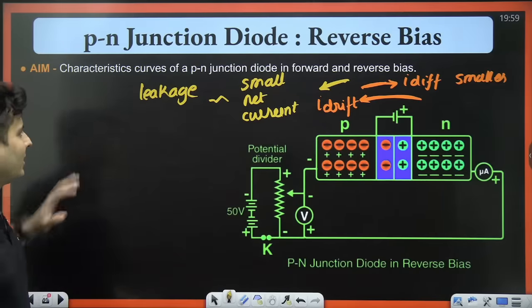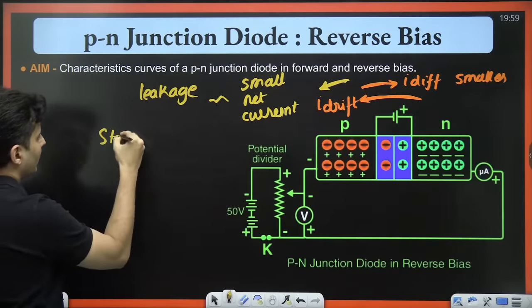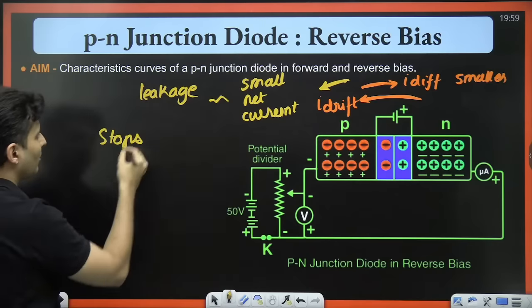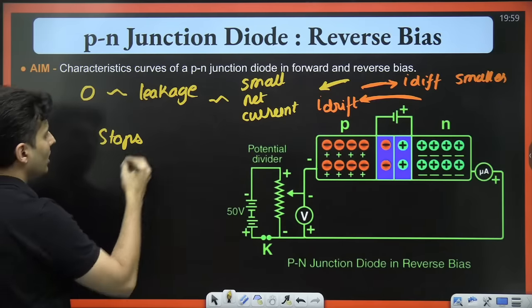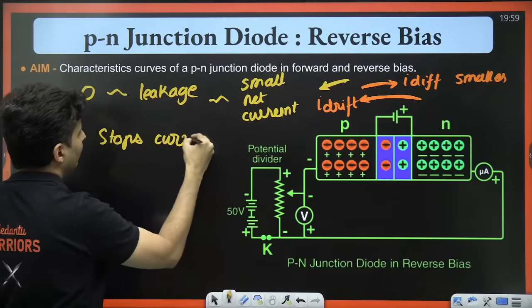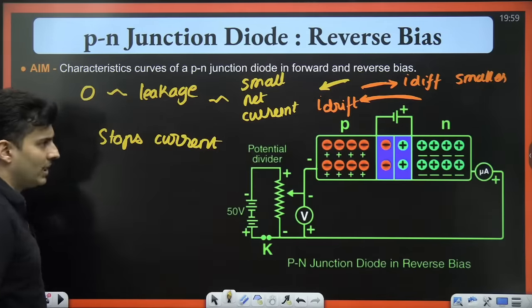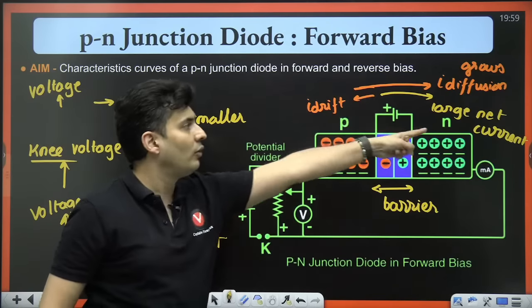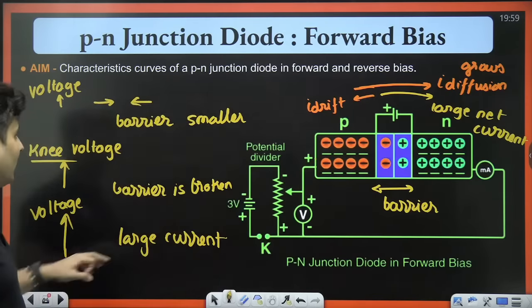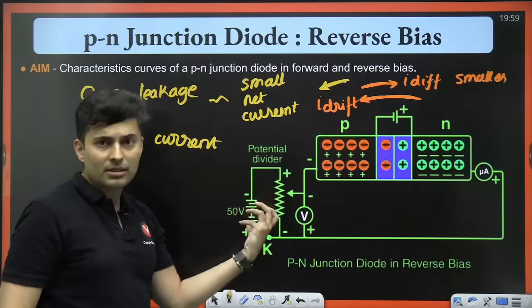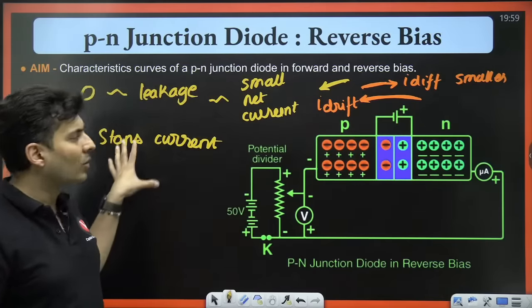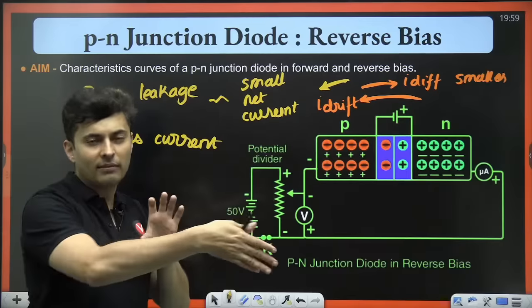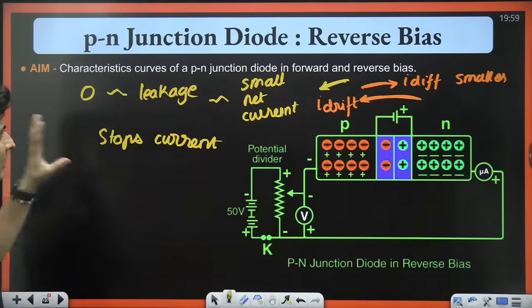So I can say it stops current. Leakage is very, very small. So it stops the current in the other direction. That is why it is called a diode, because in one direction, it allows the current to flow in large amounts. But in the other direction, when it is biased, it does not allow too much current. So it is like a one-way traffic of current. That's why it is a diode.